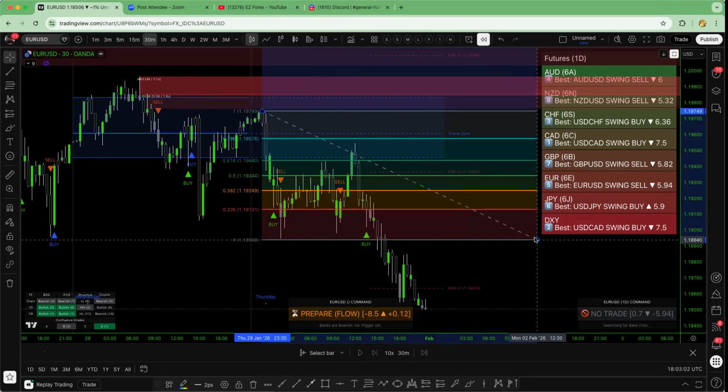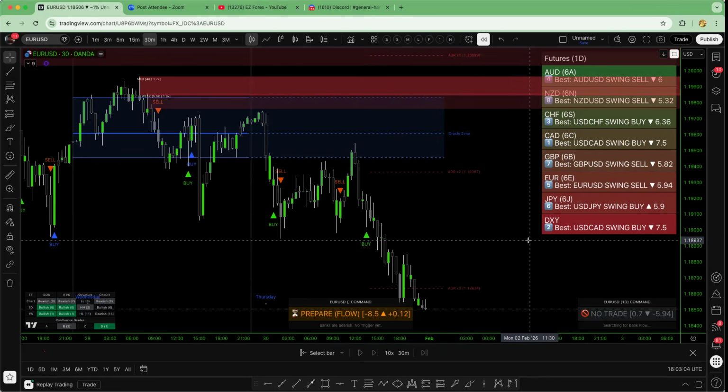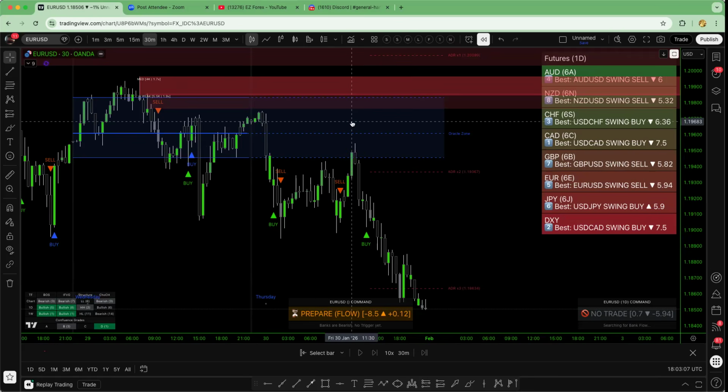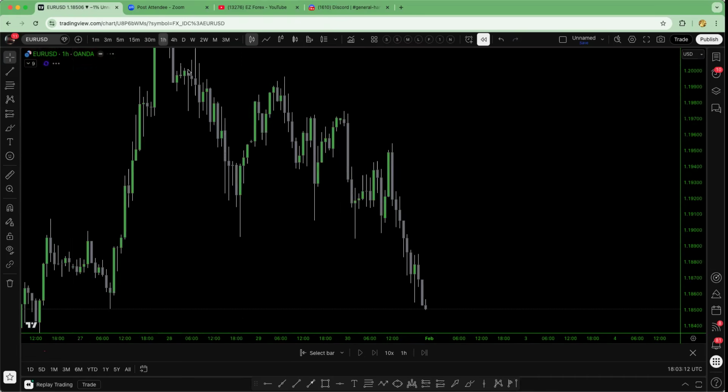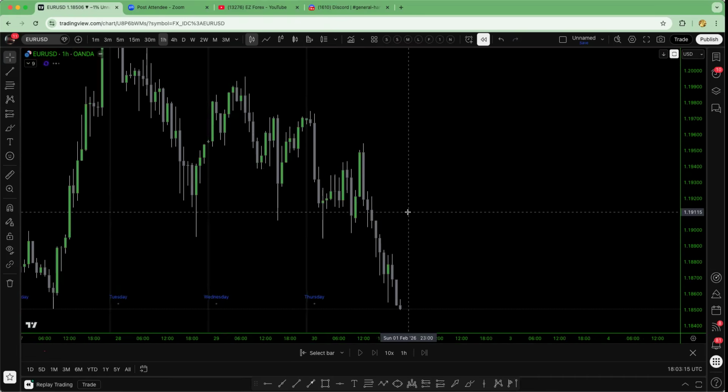I'm not saying this Fib's correct if I get any Fib warriors onto me, but I'm just giving you the idea. Wait for it to pull back to the highest grade area, which is the Oracle zone, and then wait for your alert. And what we actually got here on EUR/USD was this.